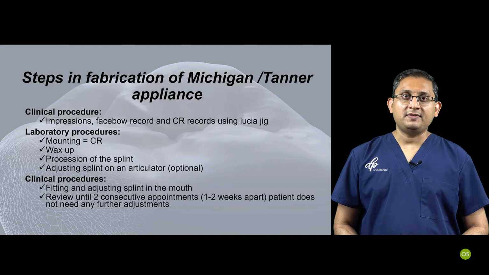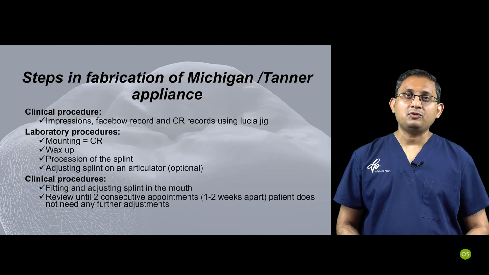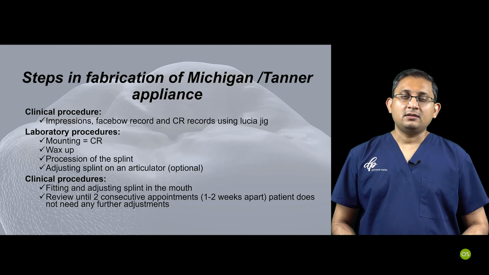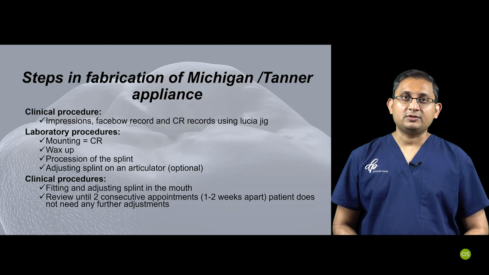However, I strongly believe that if you really want to assess occlusion, you cannot lack knowledge of how to mount models and how to assess models on an articulator. Because of that, I strongly believe that you need to understand how the models are mounted in CR. What is the difference between mounting models in CR or MI? And once you start mounting your own models, you will be able to understand the quality of your records and the reproducibility of the quality of your records.